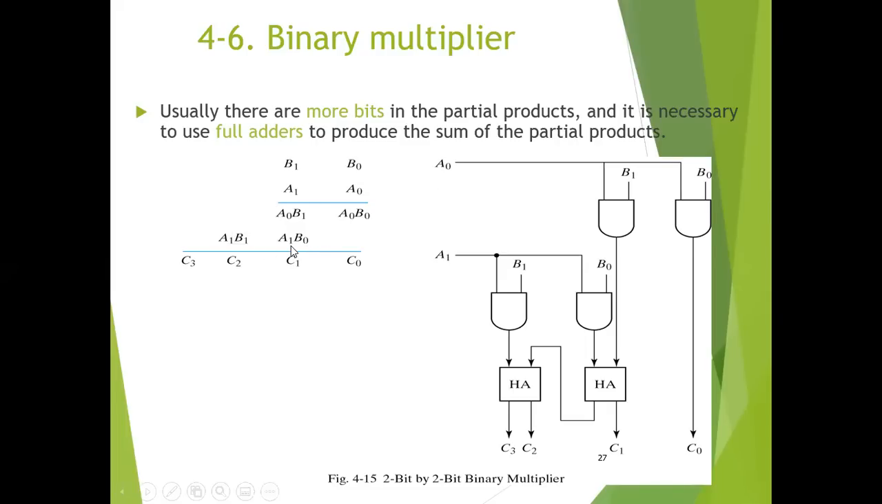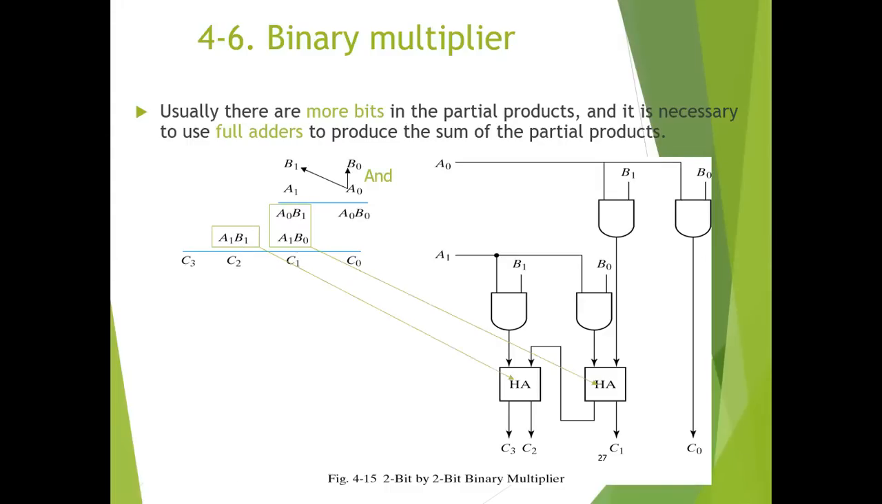So we know that the least significant bits are multiplied, as we multiply a naught with b naught, and then a naught with b1, shifted to the left position. For the next process, a1 is multiplied with b naught and a1 with b1.